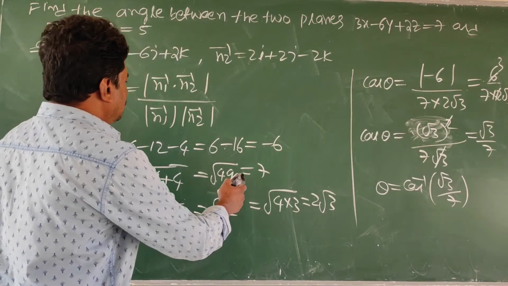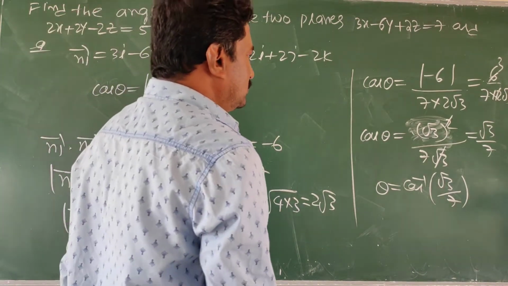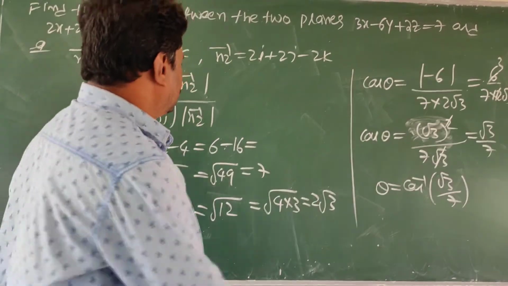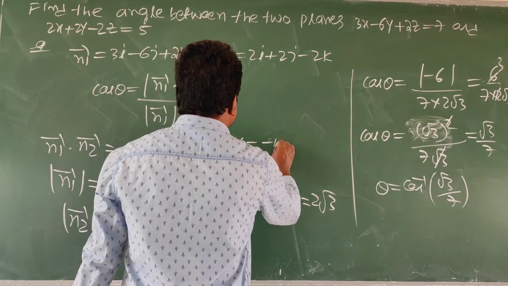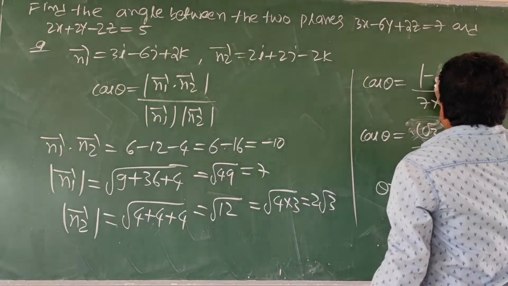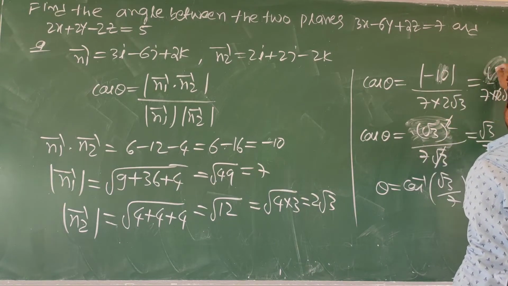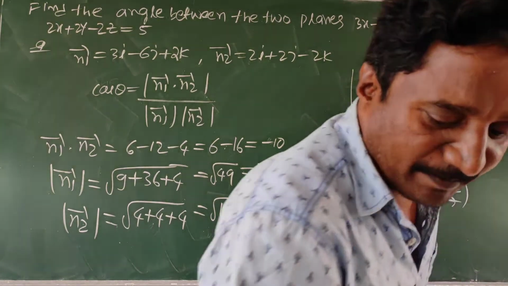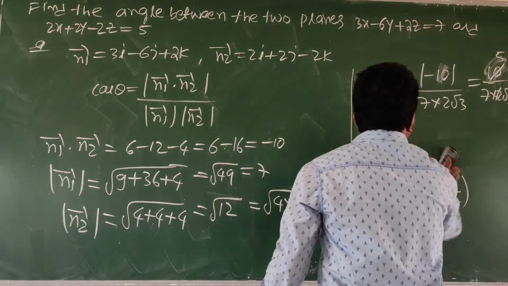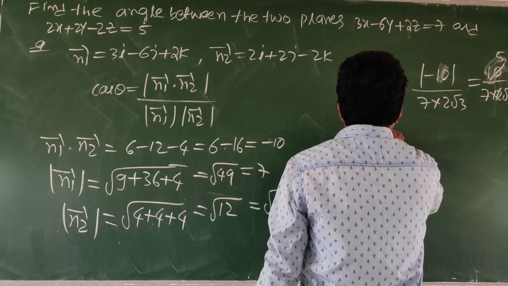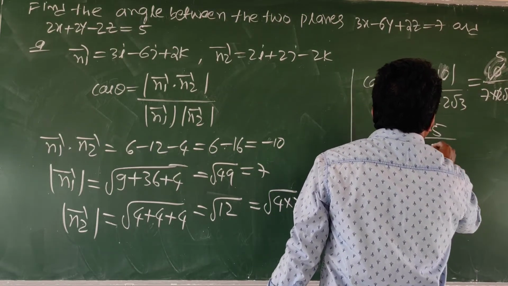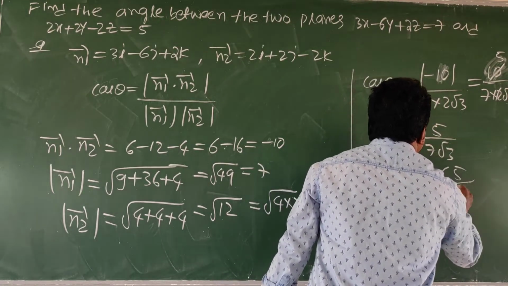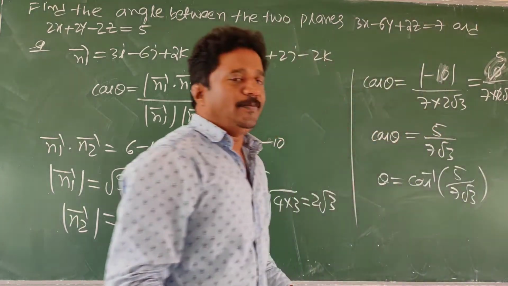Sorry students, here it is minus 10. Small mistake. The dot product is minus 10, so mod minus 10 is 10. Then 10 by 14 root 3, which simplifies to 5 by 7 root 3. So cos theta is equal to 5 by 7 root 3. Tell me theta, students: cos inverse 5 by 7 root 3. I hope you understood this.